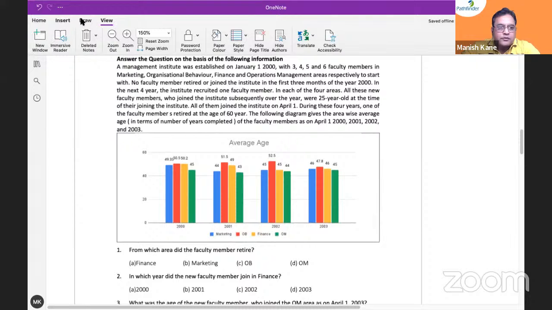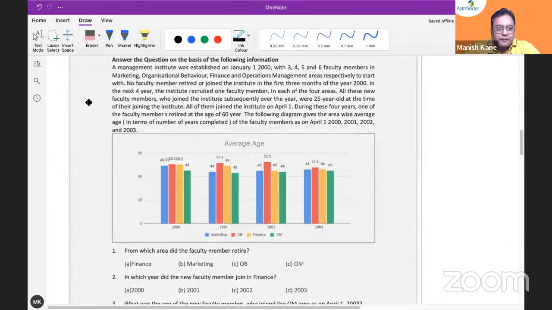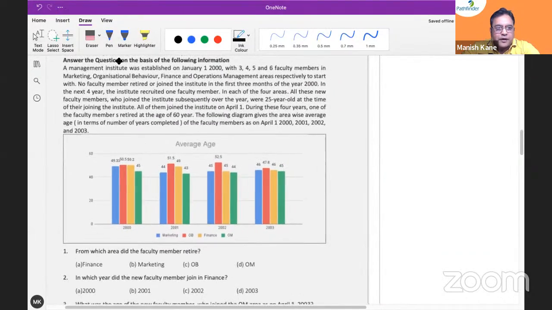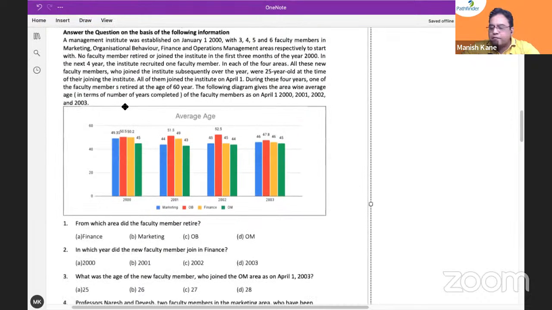Let's try to solve this question. This question is based on only one basic property of average. I'll come to that property. But first of all, let us understand what information is given to us. The information available to us is that there are 4 departments of this management institute.